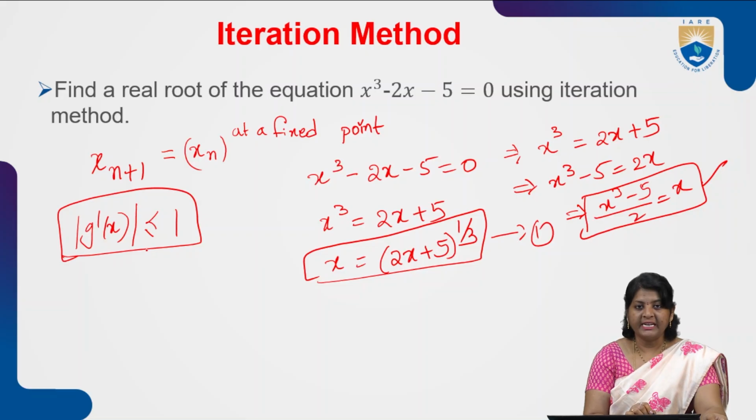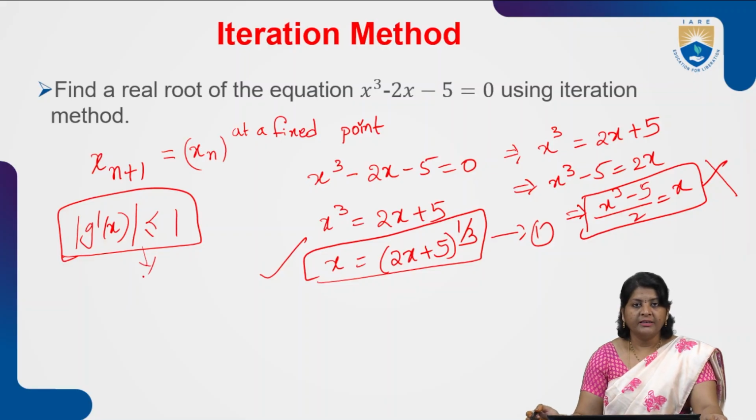To satisfy this condition, we need to always consider the higher order term first, and from that higher order term, define the equation. So we should not consider it that way; we need to consider it this way. Here x cube is the highest term, x cube is equal to 2x plus 5, and then x is equal to (2x plus 5) whole power 1 by 3. This one will satisfy the condition; it will be less than or equal to 1.